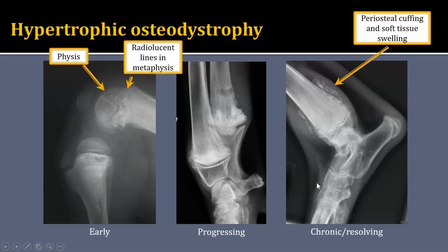And then here's a patient where it's more chronic and resolving. And if you notice in this patient, we no longer have the transversely oriented radiolucent zones, but we have more of that periosteal cuffing and more metaphyseal sclerosis with still some associated extracapsular soft tissue swelling. Now, ultimately, hypertrophic osteodystrophy will go on to completely remodel, and unless there is subsequent premature closure of a physis near the area of the disease, we will not be able to generally tell when they are adult that they ever had this disorder.